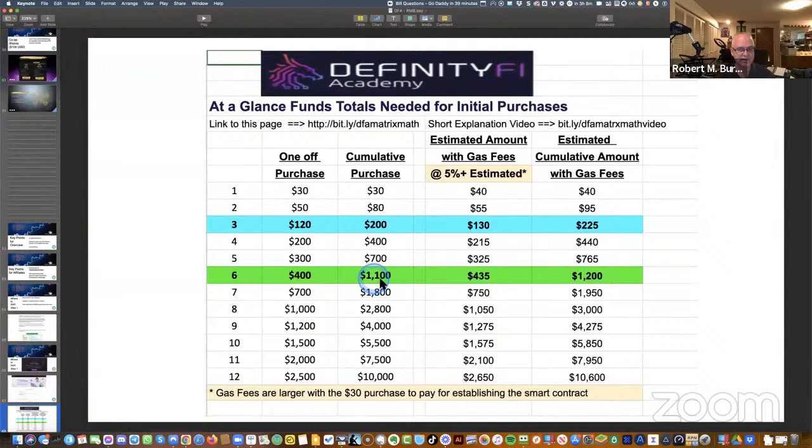If you decide to buy the 6 packages, that's $1,100. I'd like to see you have $1,200 in your wallet. You'll have more than enough to execute the purchase with the fuel and the smart contract fee. You'll have a little bit of money left over. And this gets you all the way through 6 packages.